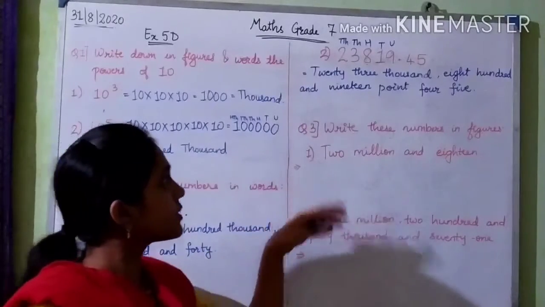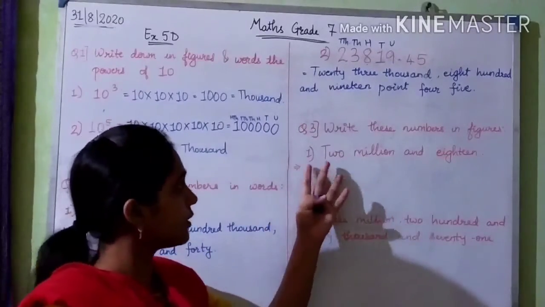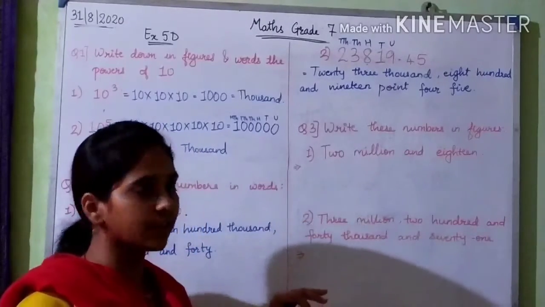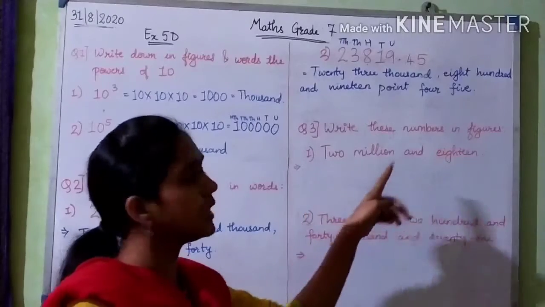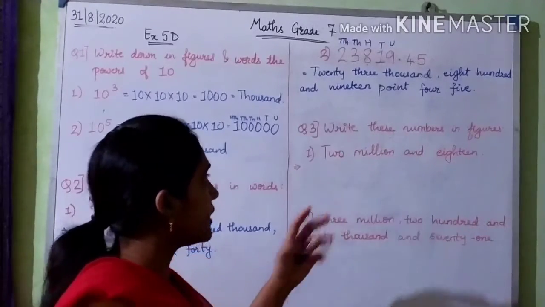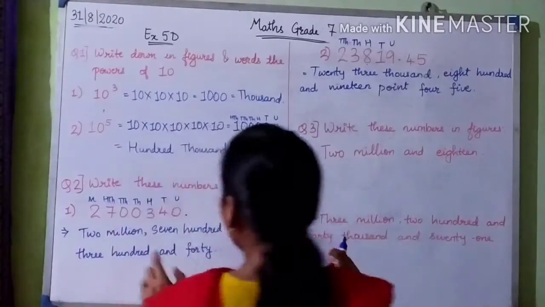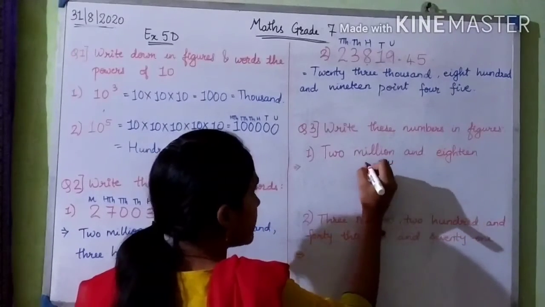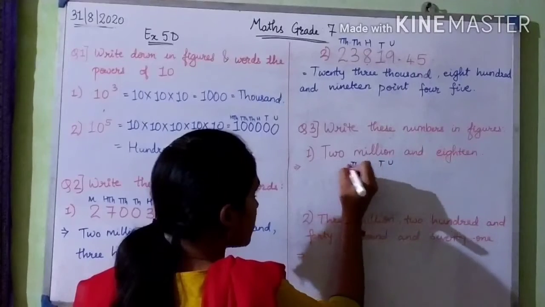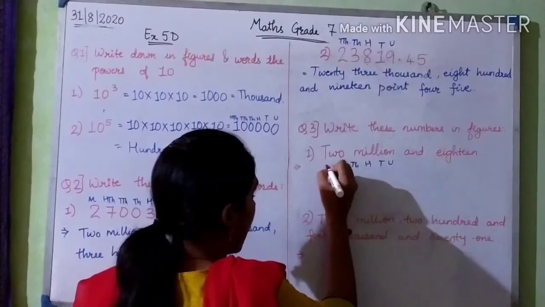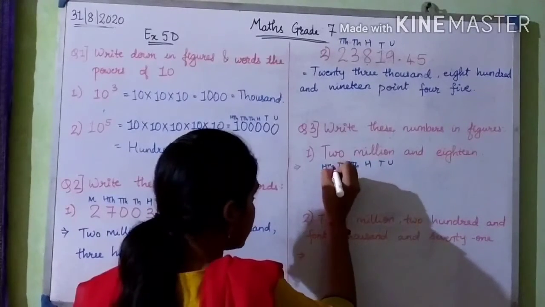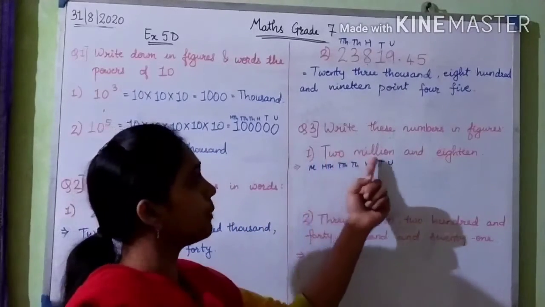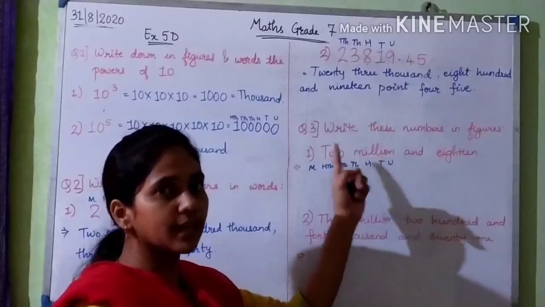Now the third question is the reverse of it. The numbers in words are given to us and we have to write them in figures. So the first one is 2,080,000. To write these numbers, first we will write the place value table. The first one is units, tens, hundreds, thousands, 10,000s and 100,000 and the last one is million. So it is given as 2 million. That means in the millions place there is a 2.